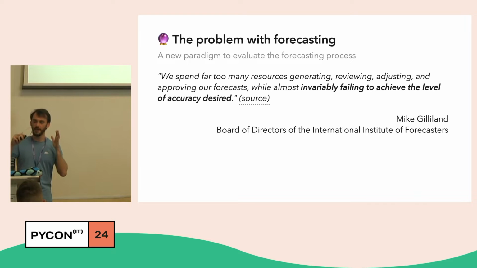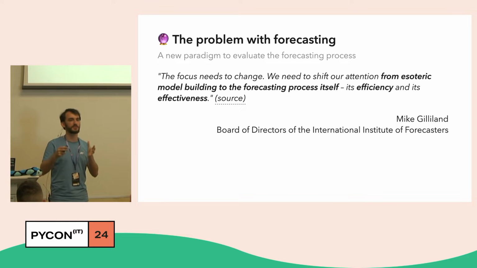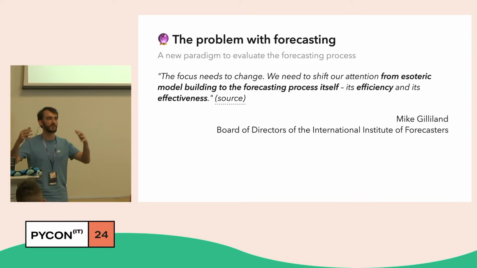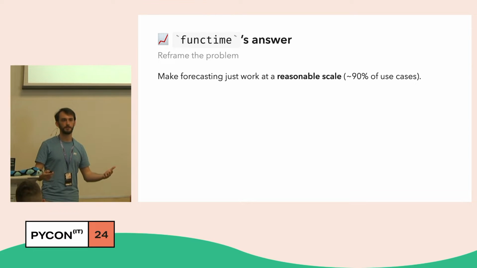We spend far too much time and resources on forecasting as a whole, and sometimes it's not unlikely that we fail to achieve this goal. So what he wants to suggest is that forecasting needs to become more efficient at a fundamental level, in terms of a process, rather than just fitting a model in a fast way. The way we can obtain gains from forecasting is not just about how we make algorithms that are faster or more precise, but how to make forecasting as a whole faster. And this is what functime wants to achieve: to make forecasting work at a reasonable scale, for the 90% of the people.